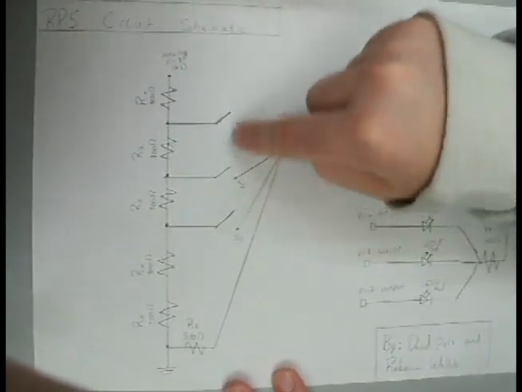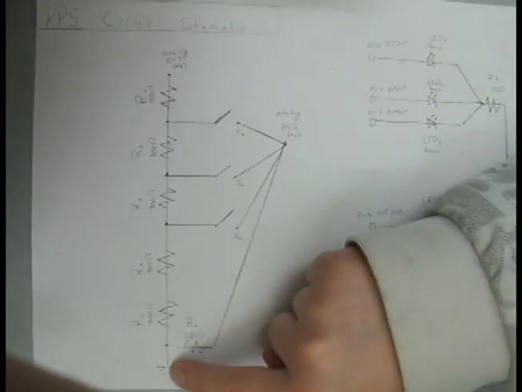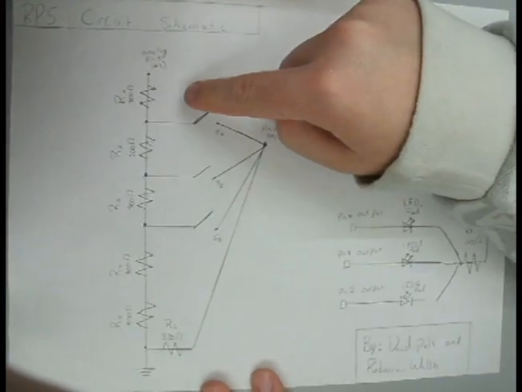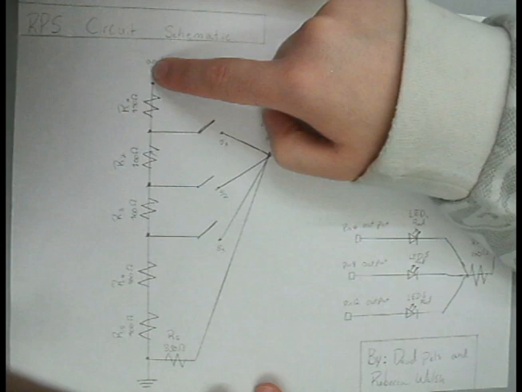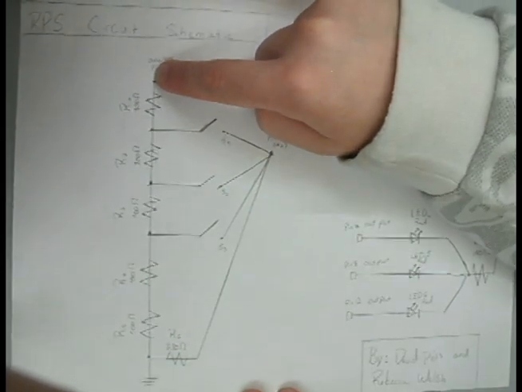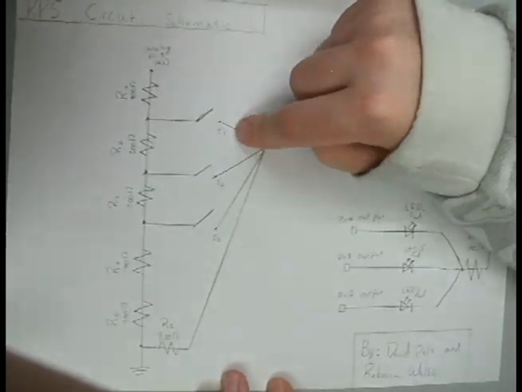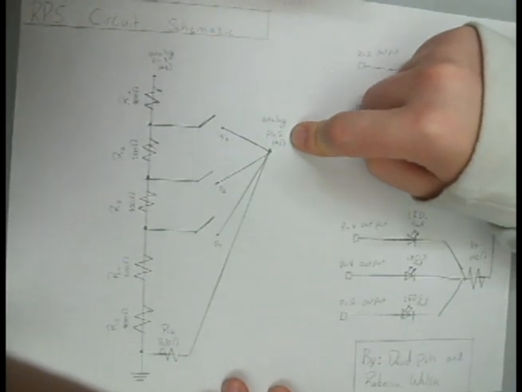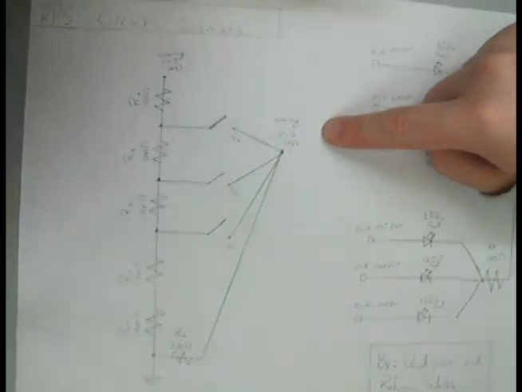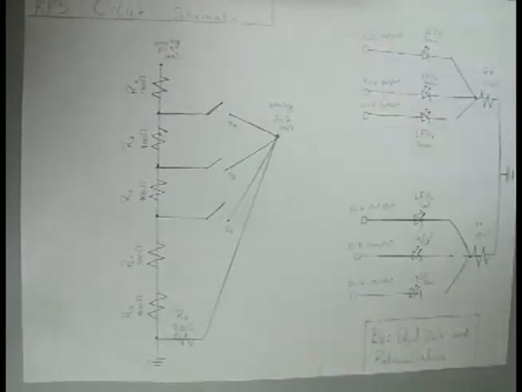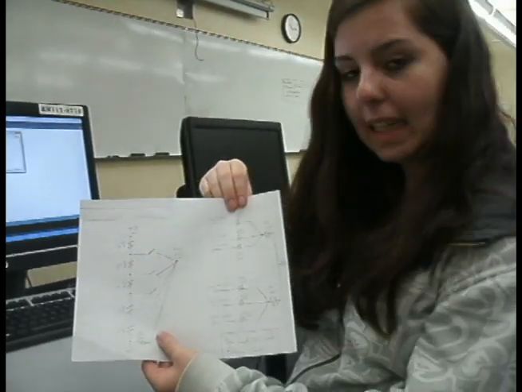And if none of these buttons are pushed, it will flow through all of these resistors into ground. But if we push, let's say, the first button, this will close, and voltage will run through the path of least resistance. It'll go through this one resistor, and then through here, because this will be closed, and into analog pin 2, which will receive the voltage, and then translate it into a variable. This one's rock.